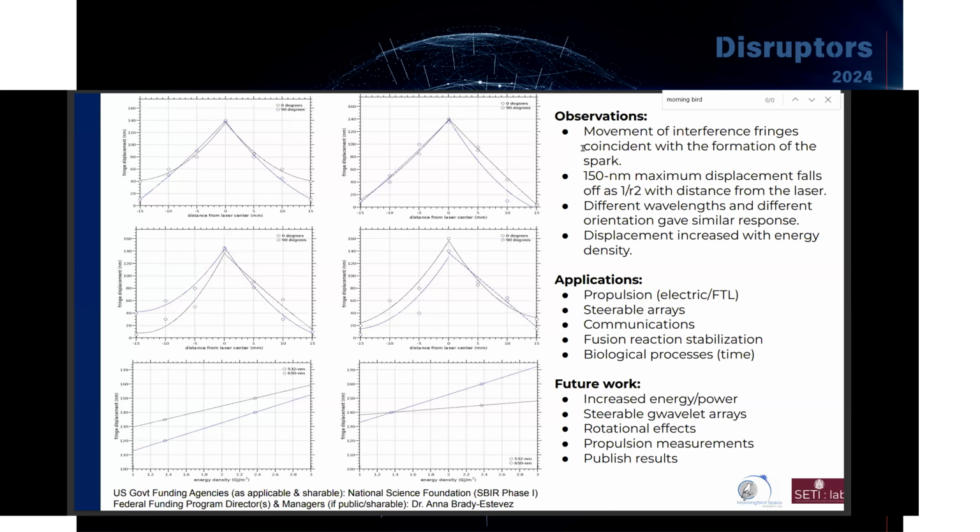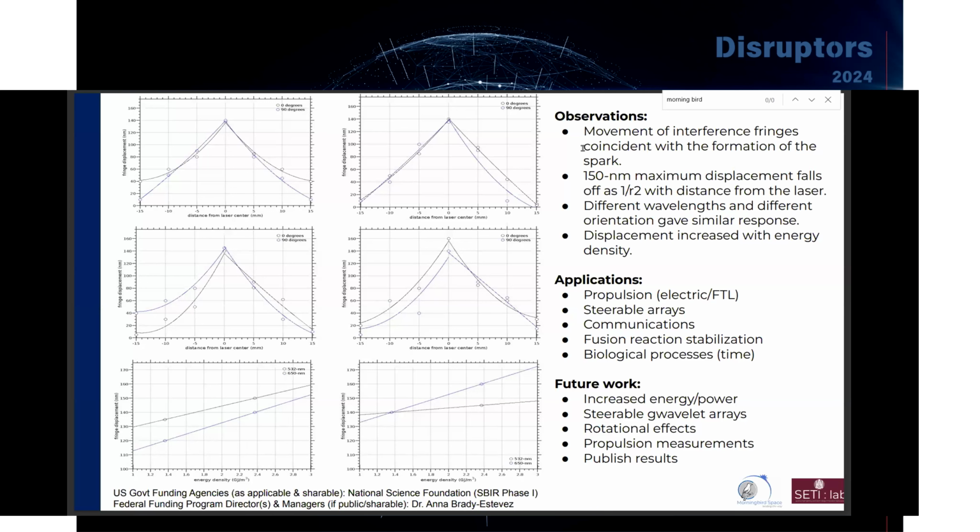And I also oriented the spark in different orientations with the laser, as well as using 2 different wavelengths. And because you see very similar behavior between the two, that began to say we mitigated the index of refraction factor out of the formation of this.